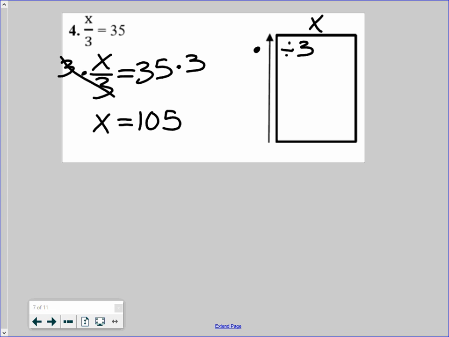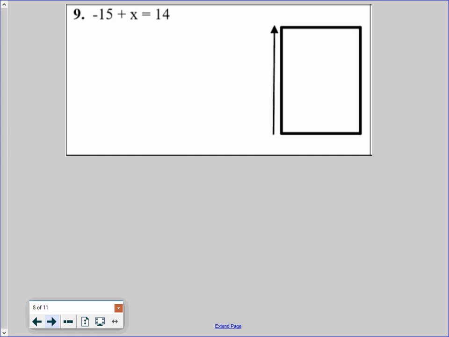And that's the answer. So on this, we're looking not just for the answer that x equals 105, but we're also looking for use of the box and writing what's happening to x, that it's being divided by 3, that then we need to multiply by 3 on the outside. Let's go on to the next question.